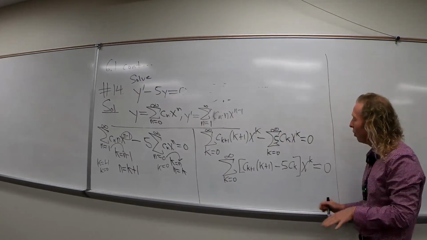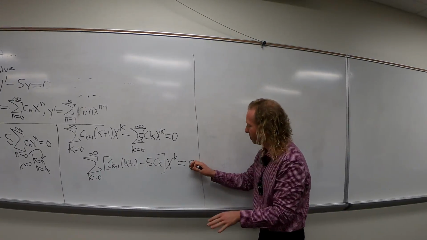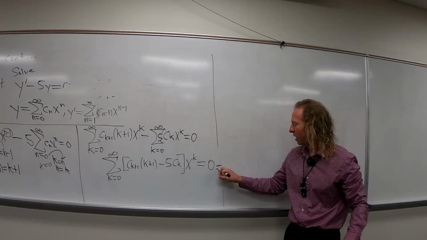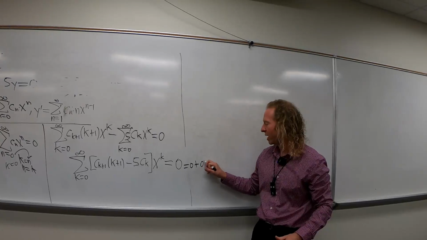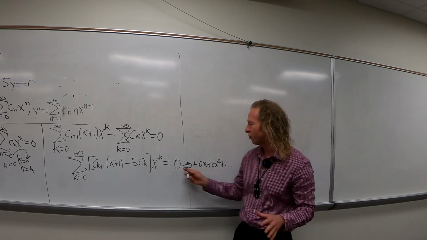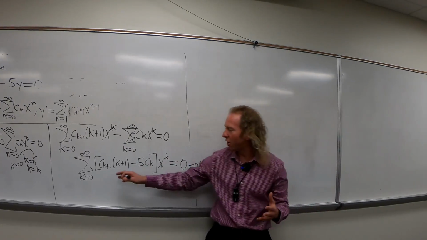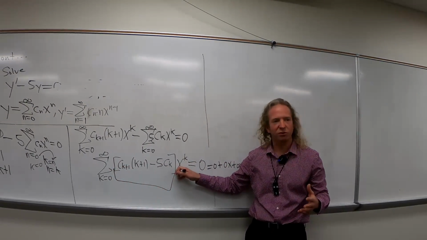All right, so when you're here, this is equal to 0, right? So this is really key. You could think of it as 0 plus 0x plus 0x squared plus ... So this is true for all x, right? And these are somehow equal, right? That means all of this must also be equal to 0.